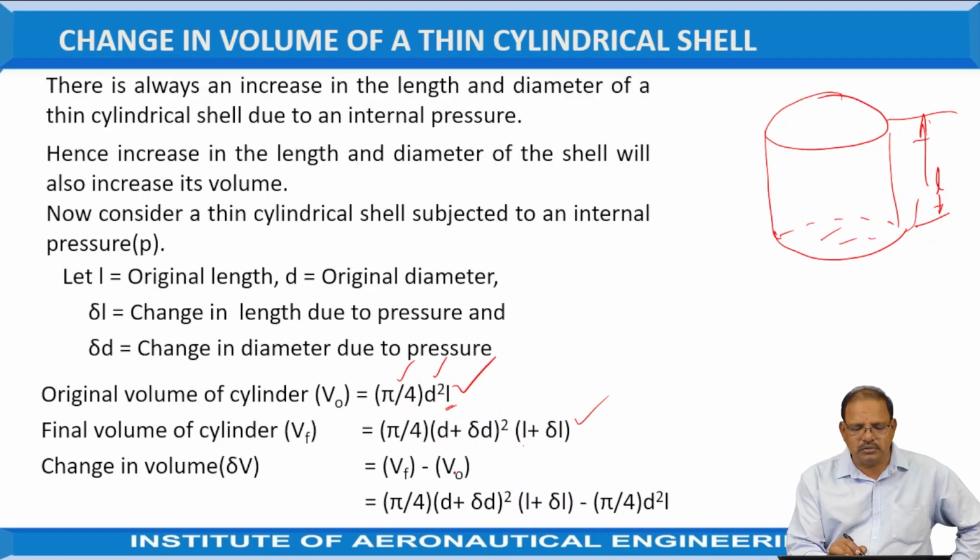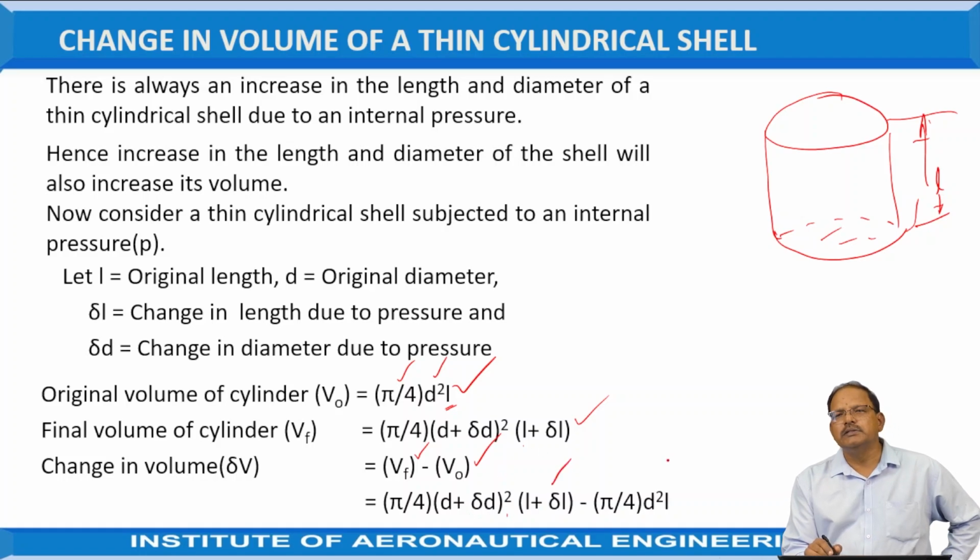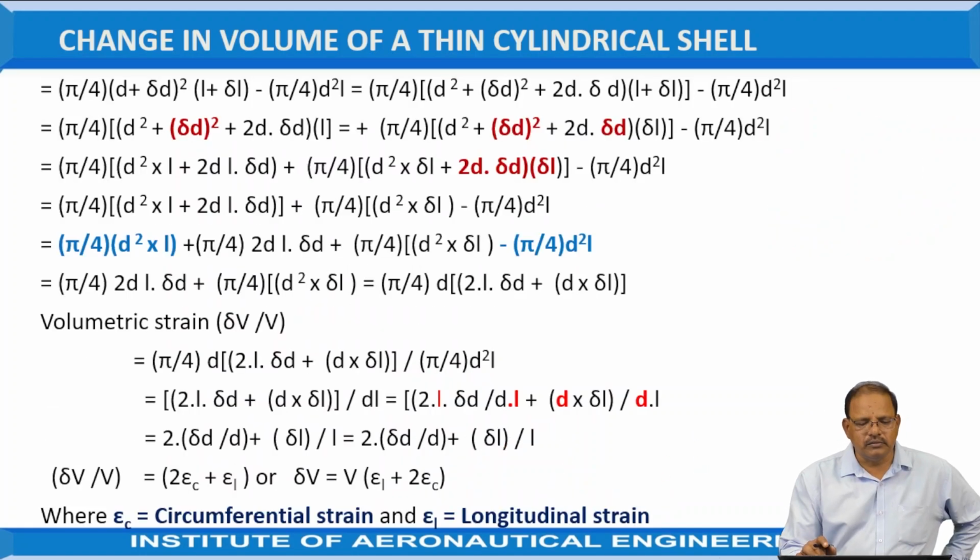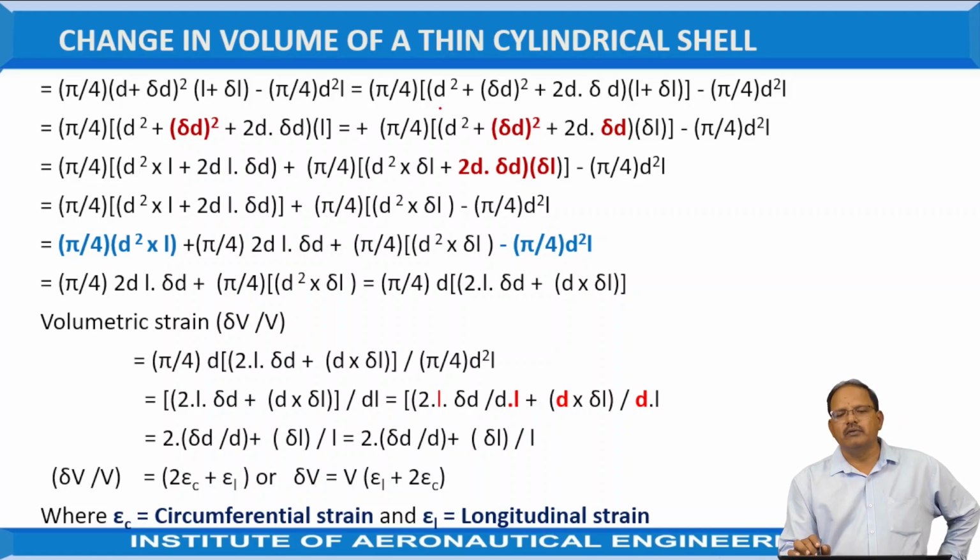The change in volume is equal to final volume minus initial volume. It is given by π/4 (D + ΔD)² (L + ΔL) − π/4 D²L. On doing expansion, we take π/4 as common.